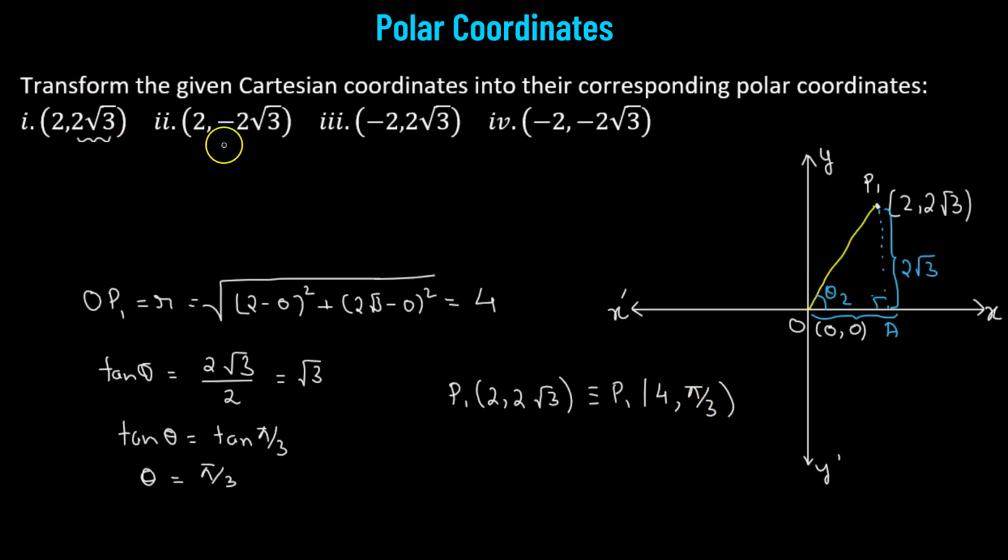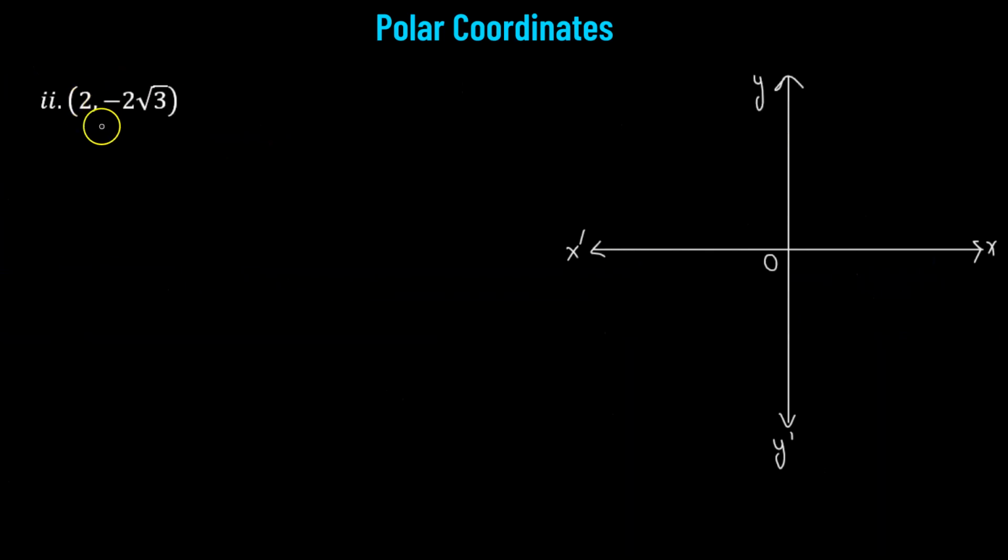Now let's go to the second part, which is (2, −2√3). Here the Cartesian coordinate has a positive x coordinate and a negative y coordinate. Since its x coordinate is positive, we are going to lie on the positive x side, and y is negative, so we have to go downwards. This is going to correspond to the point (2, −2√3), and I'm going to call this point P2. Now our task will be to convert P2 into its corresponding polar coordinate.